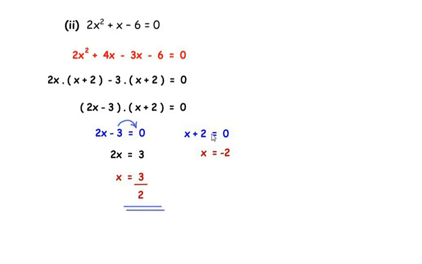Now over here for the second factor, we are going to take positive 2 on the other side of the equal to sign. So we get the second value of x as negative 2. That is, positive 2 becomes negative 2 when we take it on the other side of the equal to sign. So the two values of x over here are negative 2 and 3 over 2.